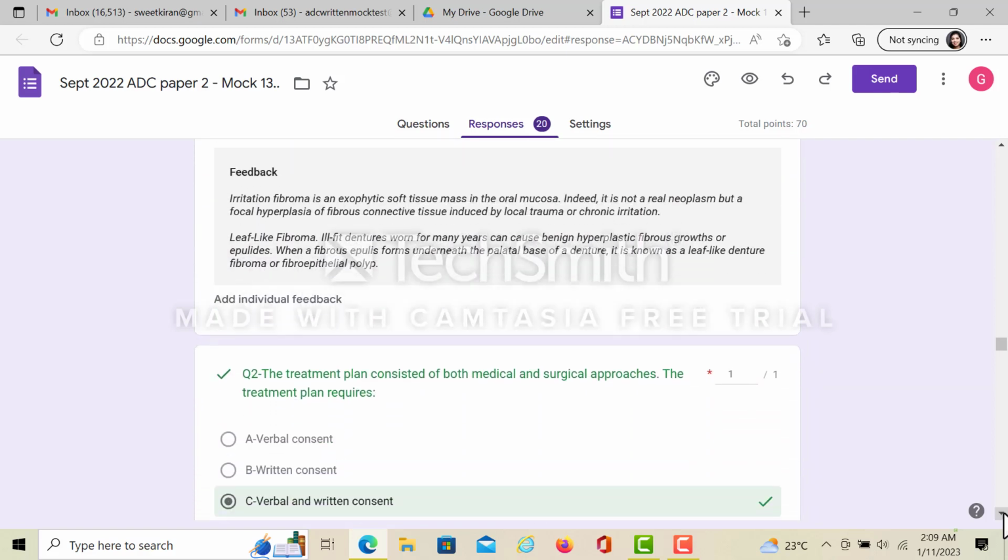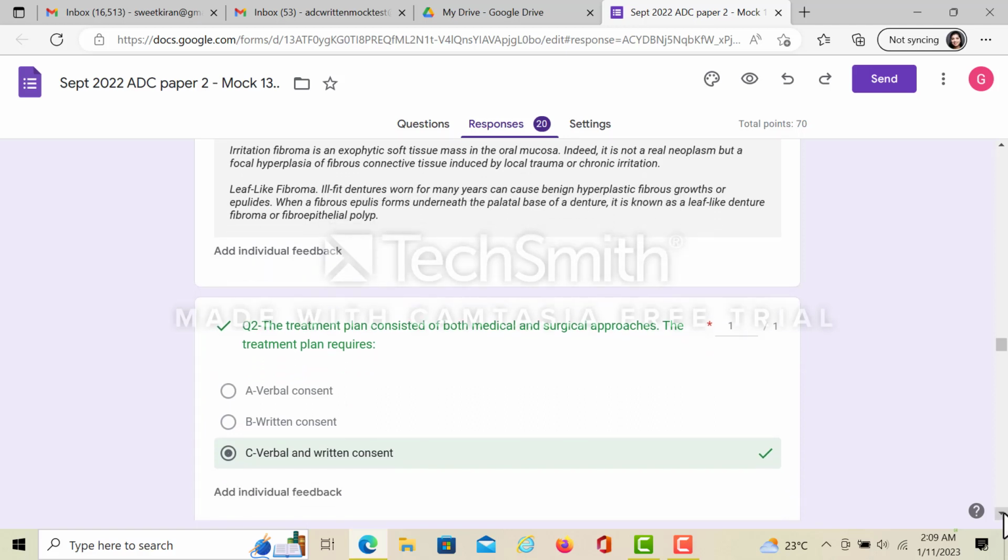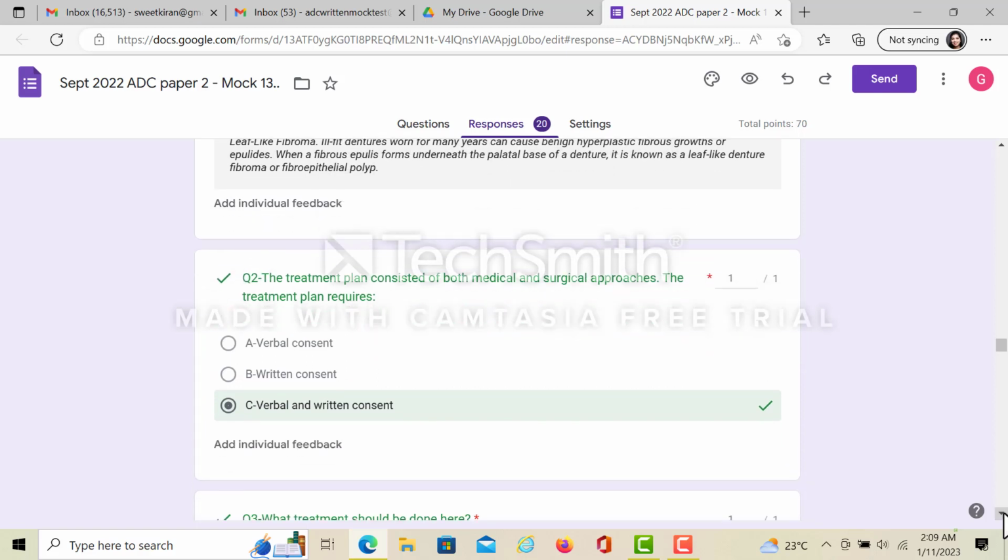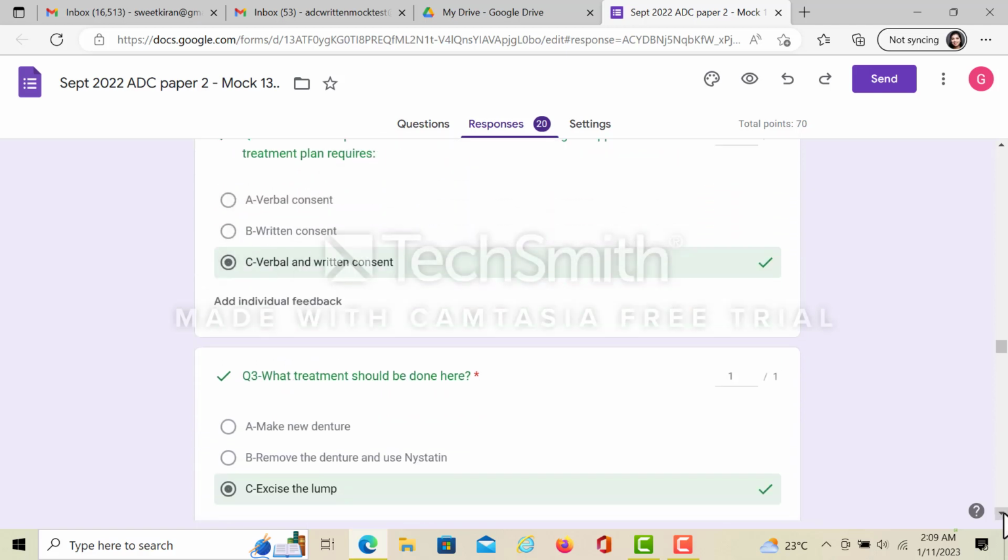The treatment plan consisted of both medical and surgical approaches. The treatment plan requires verbal and written consent, both of course. What treatment should be done here?